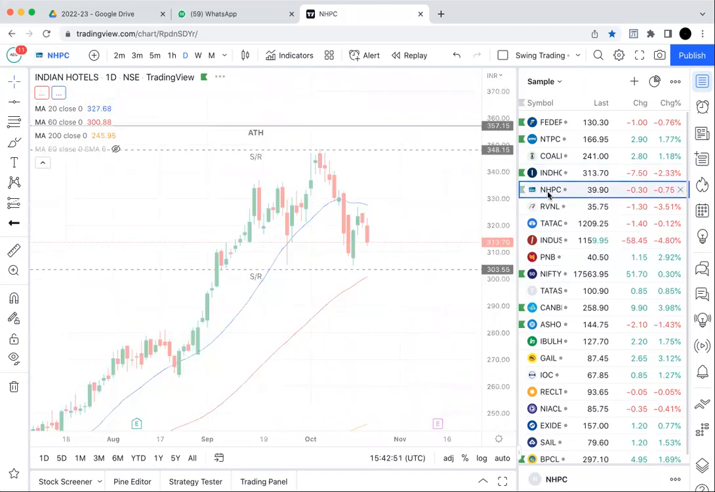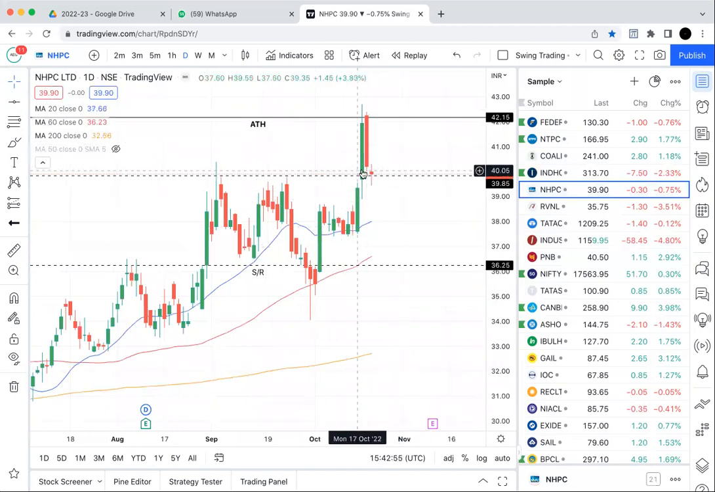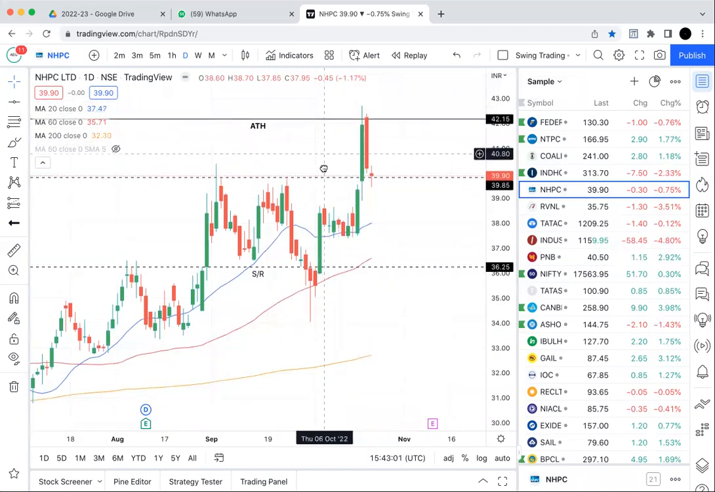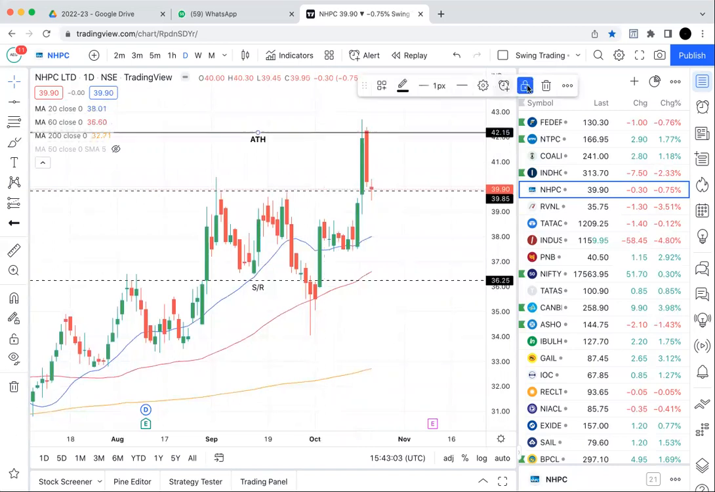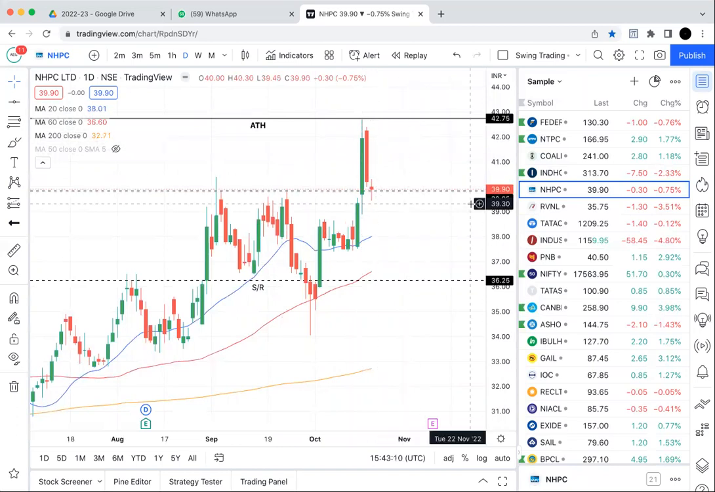All right, NHPC. Let's see what's happening. I've already drawn that. Look at this. Yeah, see, looks like it's going up and down right here. I'm going to move the all-time high a little further up so that it's more accurate, and it's just bouncing up and down right here. Okay, all right, I did a few of these.